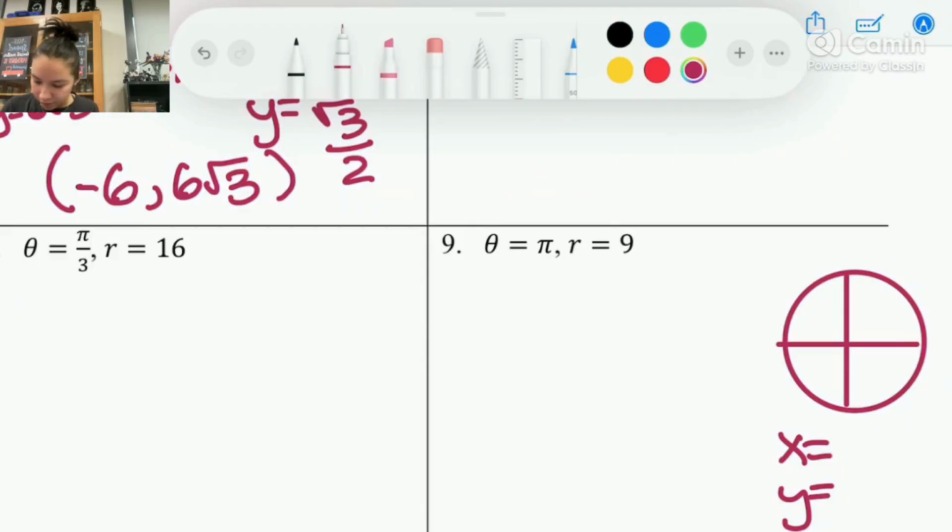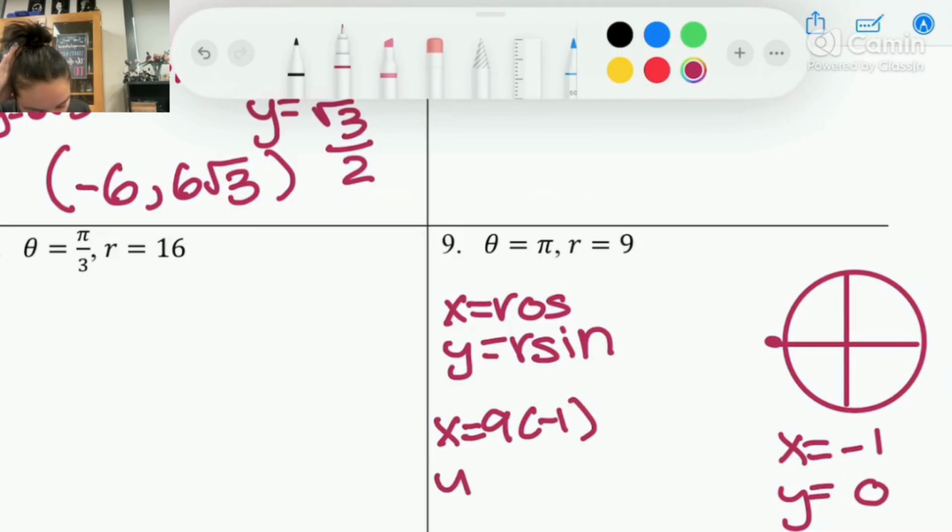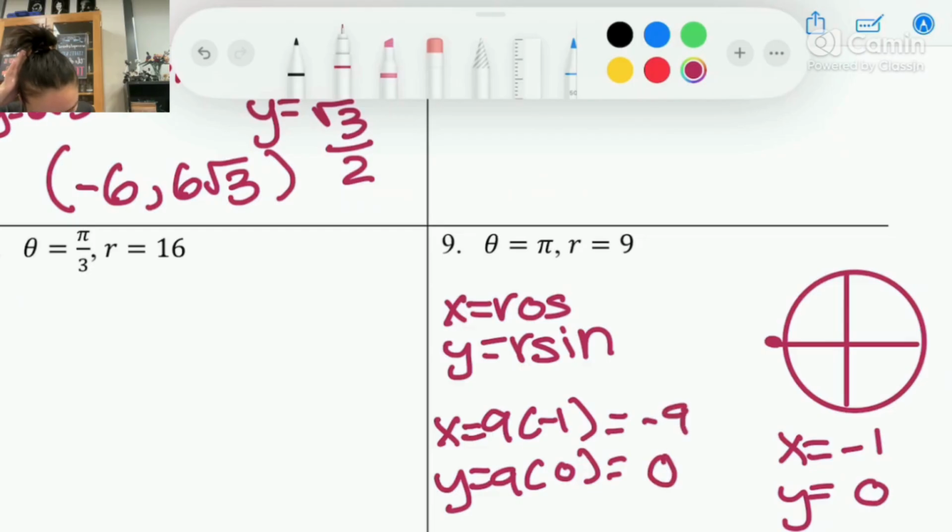And then we'll do question number 9 as well. Right here, that's your pi coordinate, so that would be negative 1 and 0. So we have x is equal to r cosine, y is equal to r sine. x is equal to 9 times negative 1, y would equal 9 times 0. So you would have the final coordinates of negative 9 and 0. Let me scroll down.